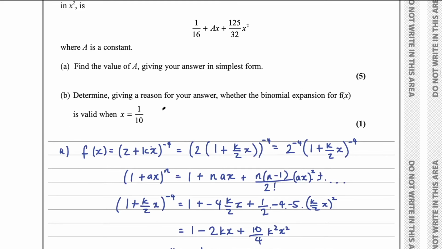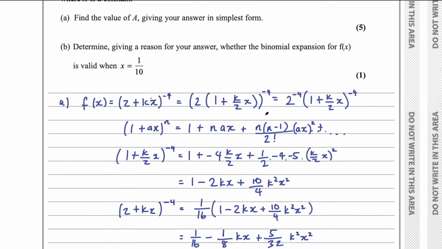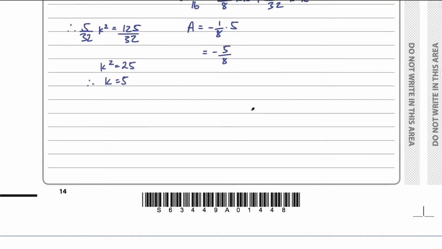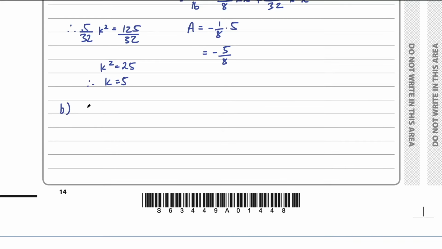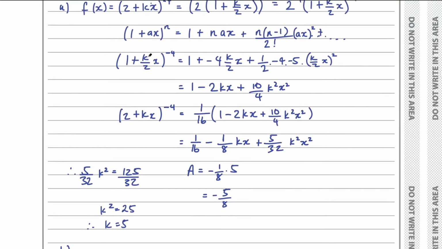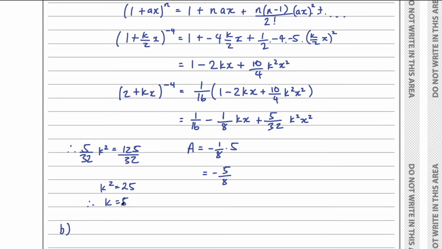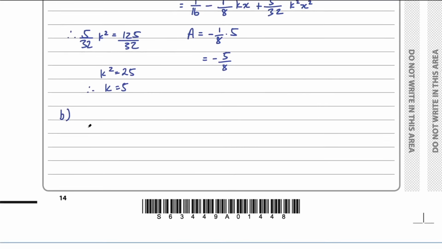Part B says determine, giving a reason for your answer, whether the binomial expansion for f of x is valid when x equals 1 on 10. All right, there's a pretty standard test for validity for this binomial expansions. So for part B, let's actually go back, and now we have the value of k. We can find this expression. So k equals 5, so this would be 5 on 2x. So we can write this expression as (1 plus 5 on 2x) to the power of negative 4. This is what we did the expansion on.